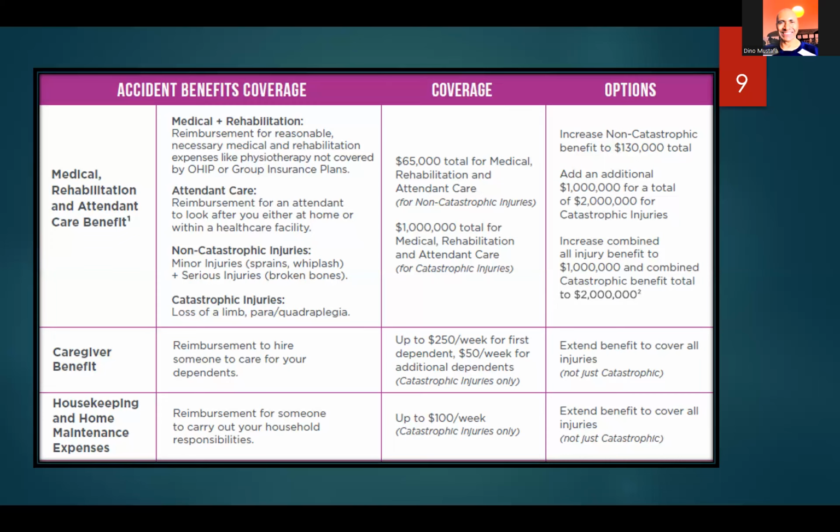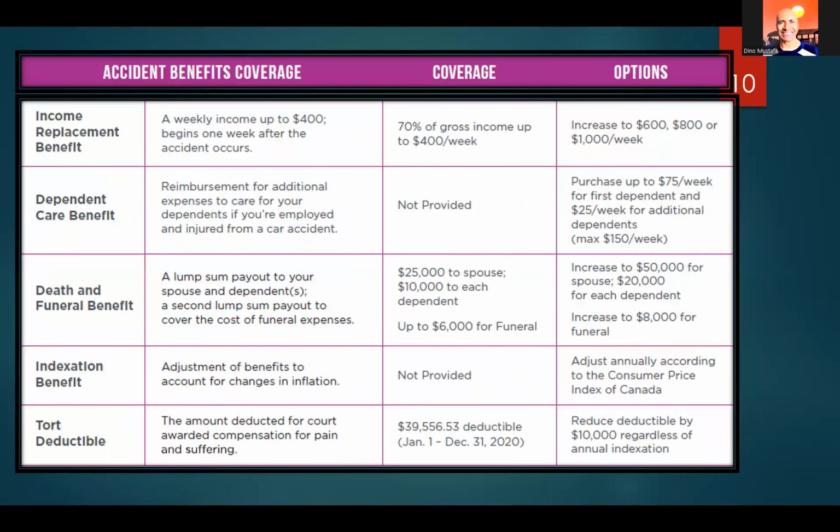Okay, so that's the auto reform, the so-called reform. What's the reform there? You're taking away coverage from the people. Now she has to pay more to get the $250 even for non-catastrophic injuries. That wasn't the case before the reform. Same with housekeeping, and same here with dependent care. It used to be provided, and they just removed it. And they call it a reform. Okay, death and funeral. The standard is $25,000 to the spouse and $10,000 to each dependent, and for funeral benefits $6,000. Except for the funeral benefit, which you can increase from $6,000 to $8,000, you cannot double it, but for the spouse and the dependents, you can double it by paying more.